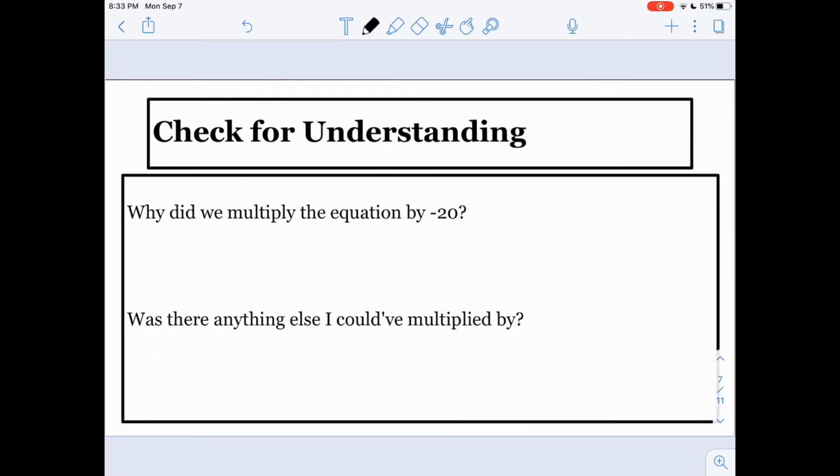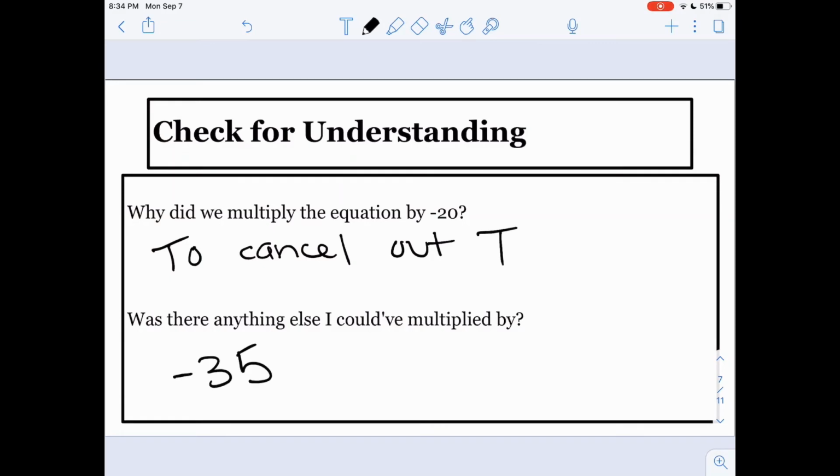Take a minute and tell me in your own words, why did we multiply the equation by negative 20? Was there anything else we could have multiplied it by? We multiplied the equation by negative 20 to cancel out T. We could have multiplied it by negative 35 instead, that would have canceled out J. Either one works. It doesn't matter which one you canceled out first, you would end up with the same answer.